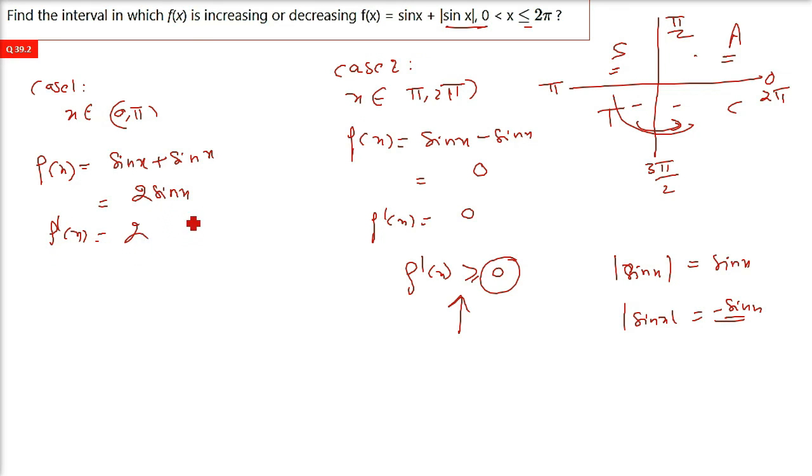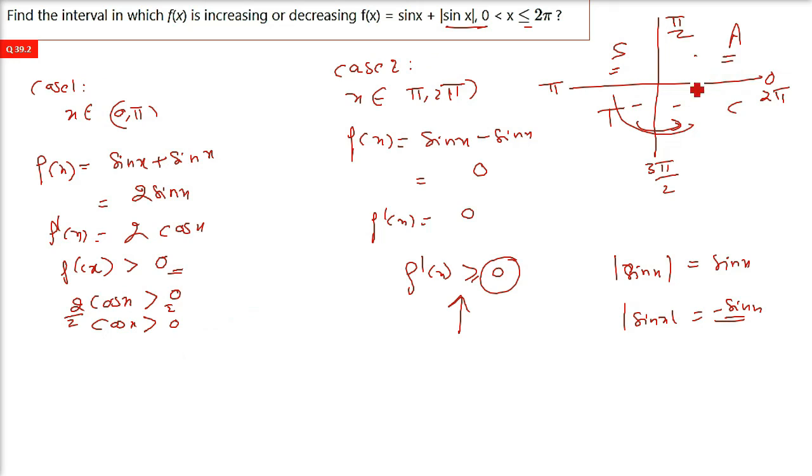Let us come back to the left side. So let us take differentiation here. So this is 2 cos x. So f dash should be greater than 0. This is only possible when we have 2 cos x greater than 0. If you divide both sides by 2, you will get cos x greater than 0. Cos x is greater than 0.